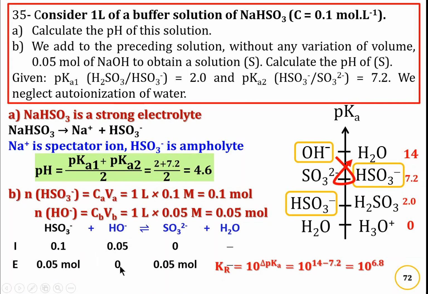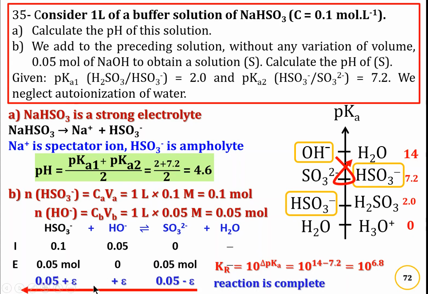OH− is limiting, so OH− is practically equal to 0, and HSO3− equals 0.1 minus 0.05, so we have 0.05 mole of HSO3− and 0.05 mole of SO3 2−. If they ask us to calculate, for example, the quantity or the concentration of OH− at T equals infinity, we have to calculate this value, which is practically 0.